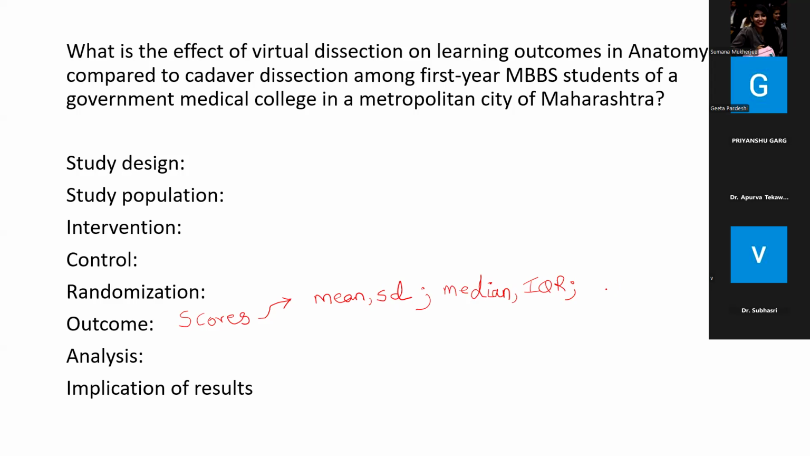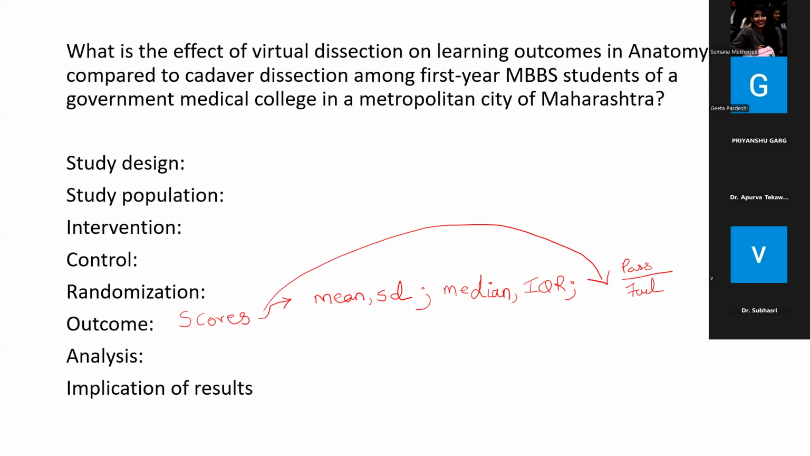Could you have a binary outcome? Yes, ma'am. Pass or fail. Very good, Apurva. So all these scores, you can have a threshold or a cutoff above which you say people have passed and below which you say people have failed. And you convert all these numbers into a binary pass or fail.